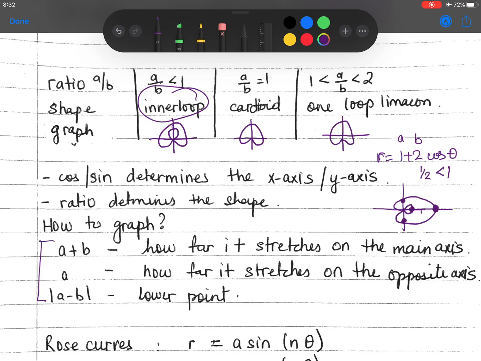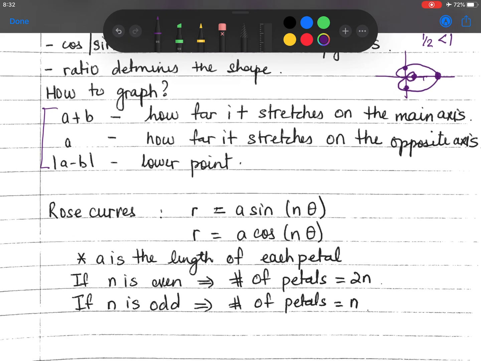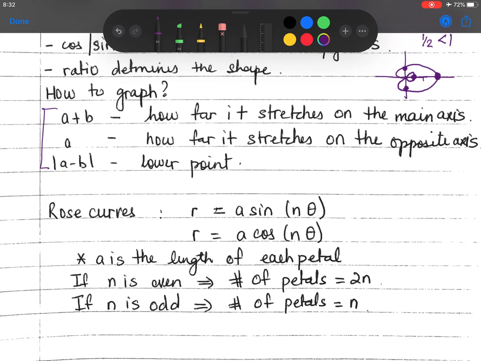We'll do more in the lesson, but since I had all this written here, I wanted to explain what this meant and what we were working with. The last kind of polar graphs we'll be working with are rose curves, and they are of this form: r equals a sine n theta or a cosine n theta. Now, a is the length of each petal. They look like this, literally like a rose curve, something like a flower. And a is the length of each petal.